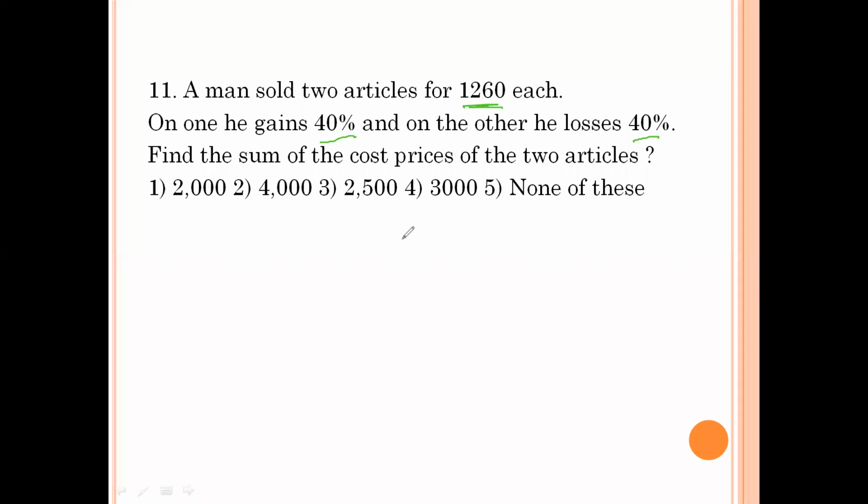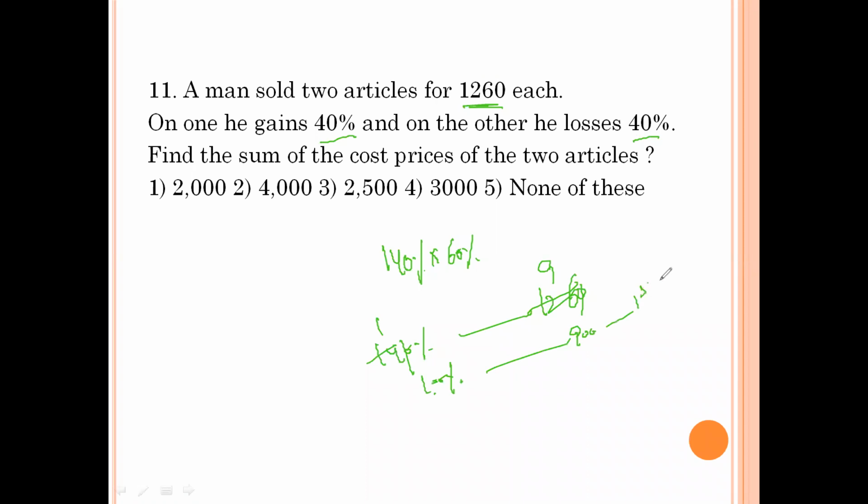Now here, on one he gains 40% means he sells it at 140%. And on the other he loses 40% means he sells it at 60% value. Now in the first case, 140% value is 1260. Zeros get cancelled, 14 1 ja 14 9 ja. So 100% cost price value is 900 in the first case.